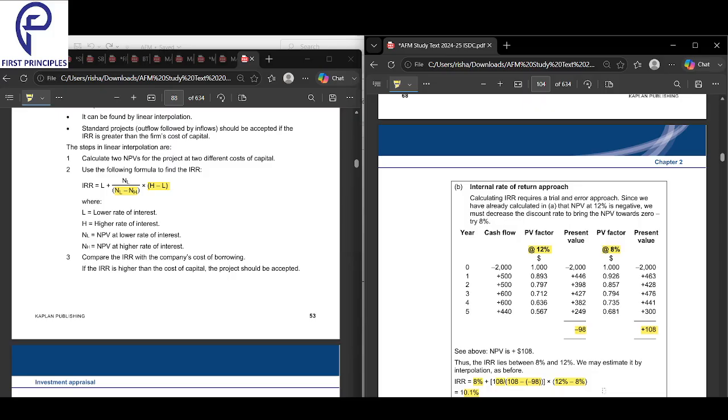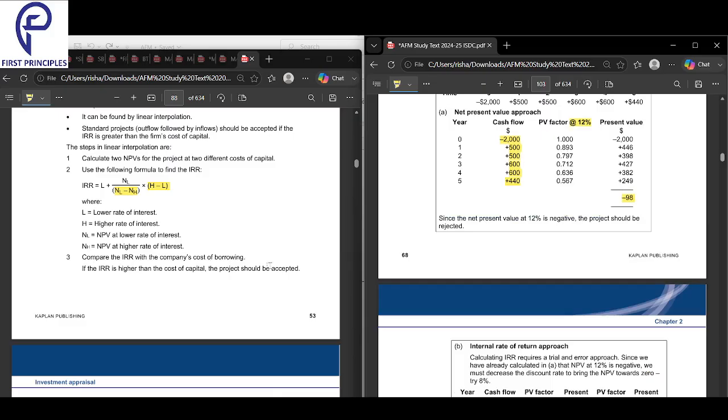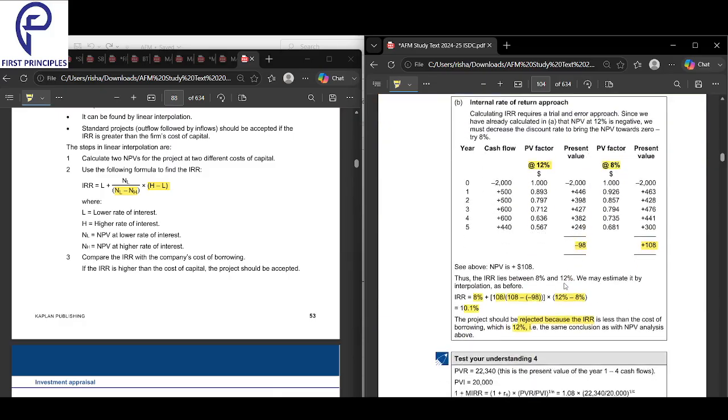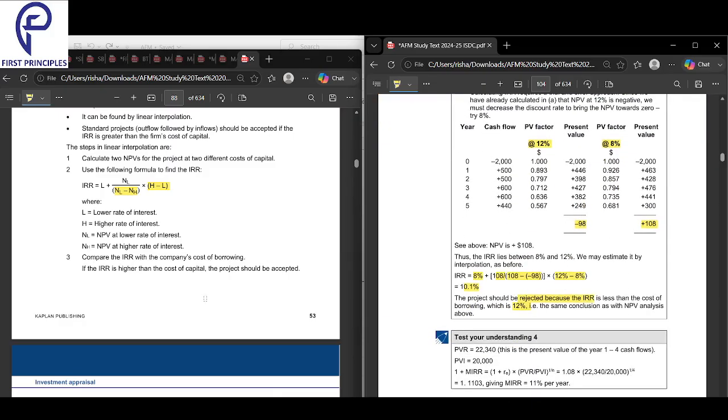That's it, and you got your 12% here, and you got your 12% over here. That's it, done, finished. You just apply this in the formula, and you will then compare it with the cost of borrowing. In this question, it's 12%, and if it is greater than the cost of borrowing, then you can go for it. If not, don't go for it. That is the first sum.